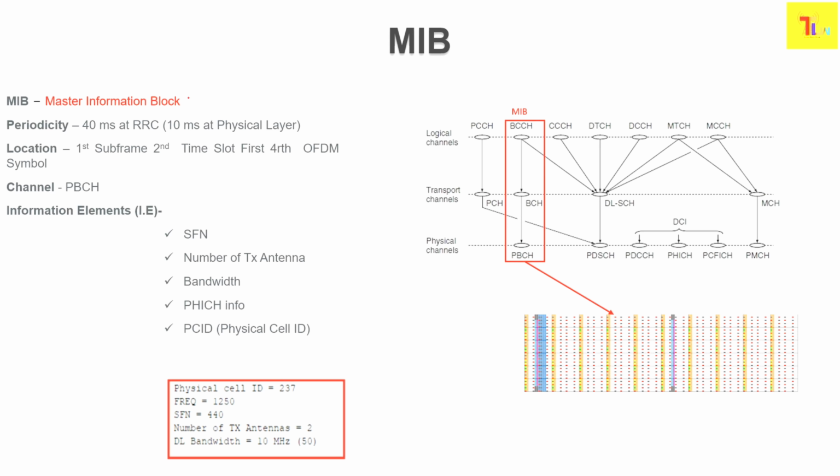So like MIB, we have already discussed, it's a master information block. Periodicity is 40 millisecond at RRC, 10 millisecond at 5. Okay, location we have already discussed, like it is on a first subframe.